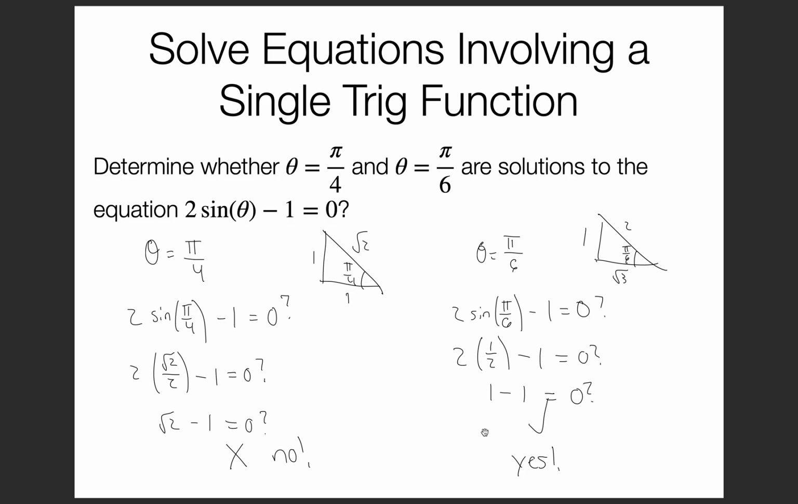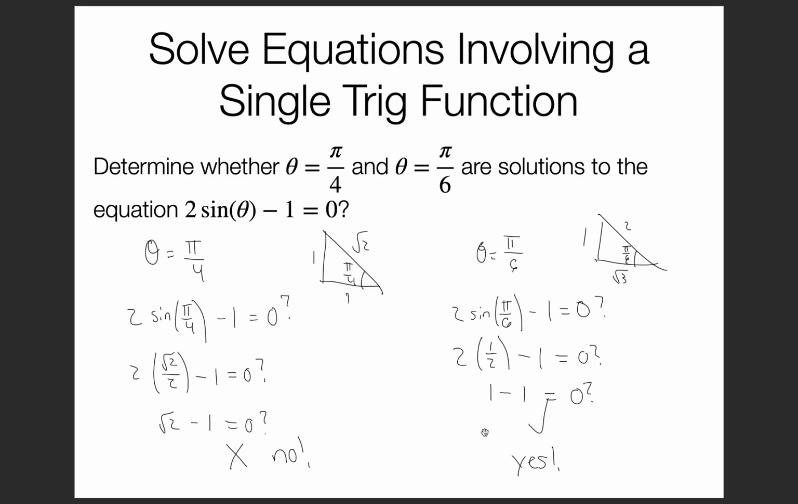So first, let's check the sine of pi over 4, whether that is a solution. So sine of pi over 4, pi over 4 is 45 degrees, so it's a special right triangle of 1, 1, square root of 2. And so the sine of pi over 4 is square root of 2 over 2. So I've indicated that on the left. And then I asked the question, is 2 times the square root of 2 divided by 2 minus 1 equal to 0? And it is emphatically not. Square root of 2 minus 1 is not equal to 0. And so pi over 4 is not a solution to the equation.